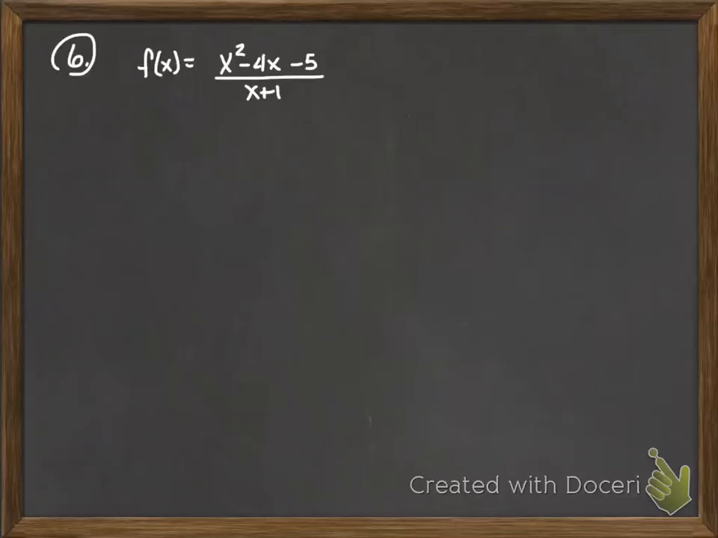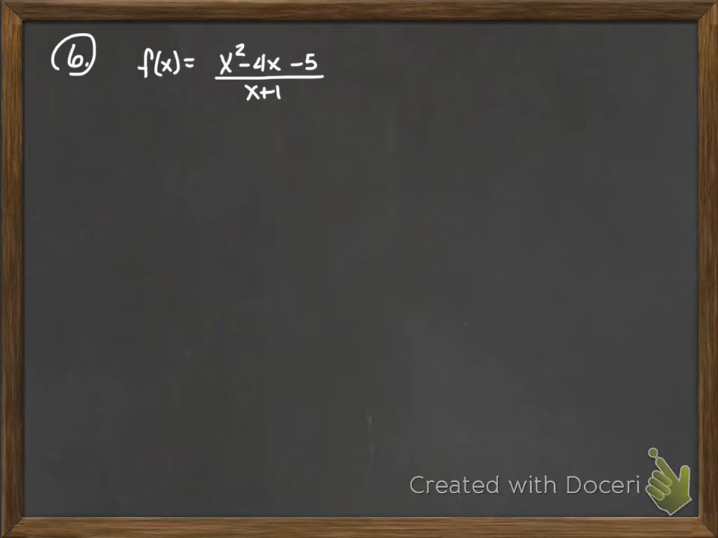Okay, so I'm looking at number 6 out of the book as our example. Our problem is f of x equals x squared minus 4x minus 5 divided by x plus 1. This was on page 557. Okay, so the first step that we're going to do is check for our horizontal asymptote.